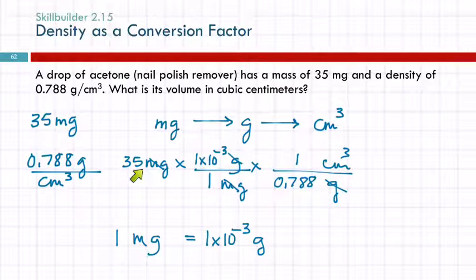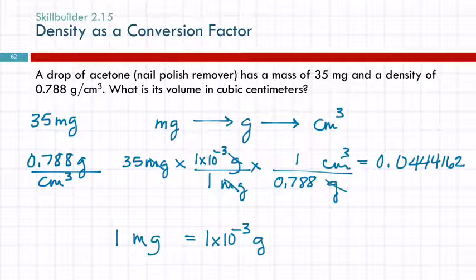So when I do this on my calculator, I've got 35 times, I put this 1 in front of it because now this is scientific notation, and that's easier to do on the calculator. This is 1 EE negative 3. So my keystrokes are 35 times 1 EE negative 3 divided by 0.788 equals. And my calculator says 0.0441624.